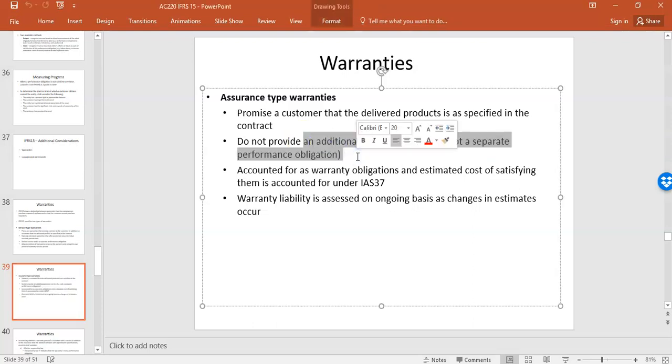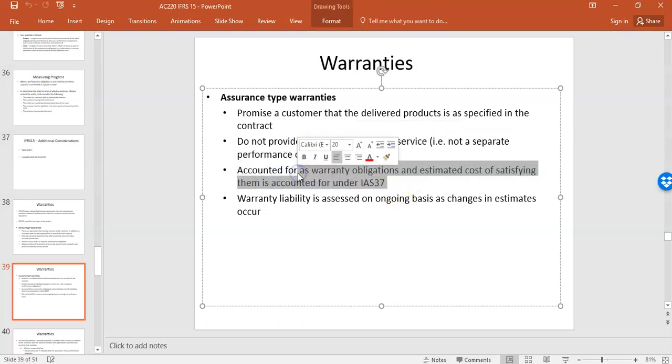So it's not a separate performance obligation. And typically how that is accounted for is under IAS 37. You say, we know we're going to have a certain amount of warranty claims in a year. So it's a present obligation from a past event, and you try and get your best estimate and account for that as a provision under IAS 37.